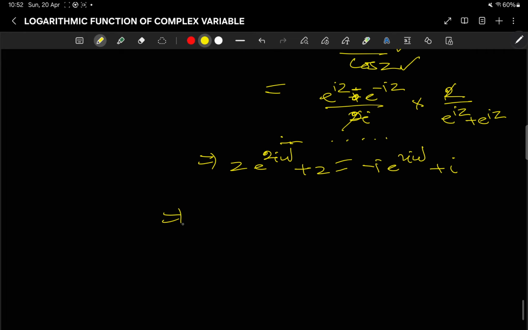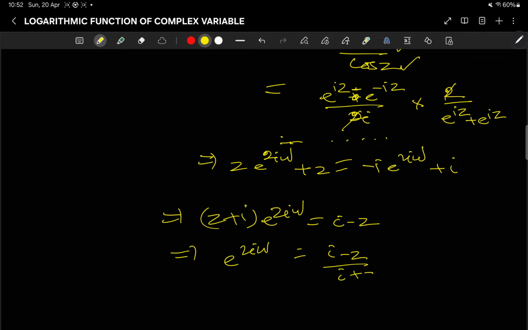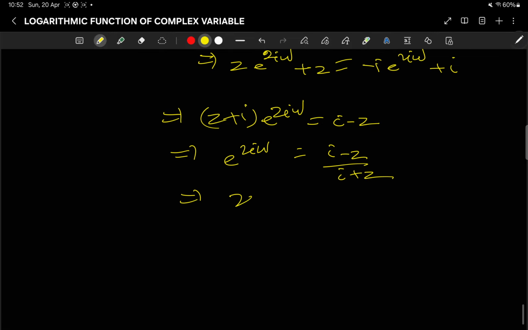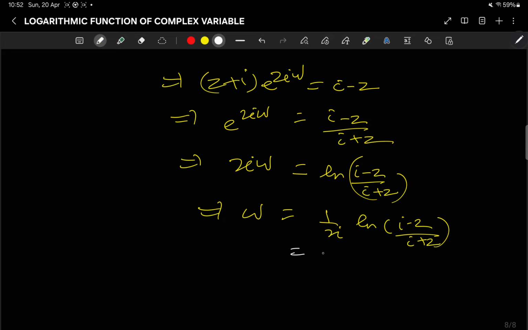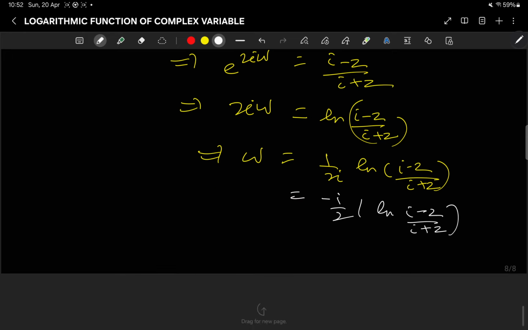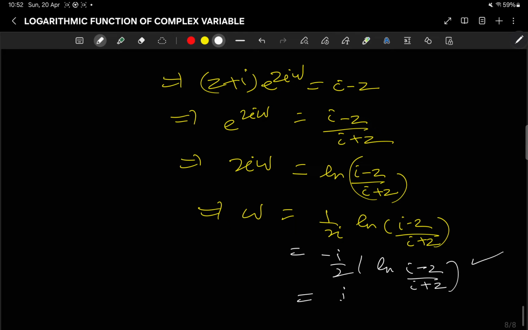Okay, if I simplify it, (z + i) e^(2iw) is equal to i minus z. So that means e^(2iw) is i minus z by i plus z. So 2iw is equal to ln of (i minus z by i plus z). So what is my w? w is equal to 1 by 2i ln of (i minus z by i plus z). So now I can write it as minus i by 2 ln of (i minus z by i plus z). Bringing the minus sign inside, it is i by 2 ln of (i plus z by i minus z).